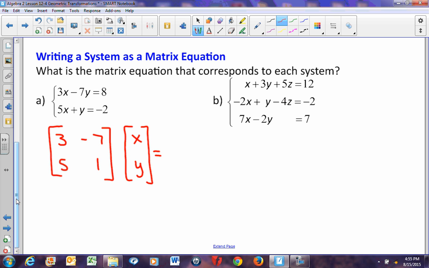And that's going to equal my constant matrix, 8 and negative 2. Very simple to do. Straightforward. Not so hard at all. It's really easy to take an equation and get it into a matrix.